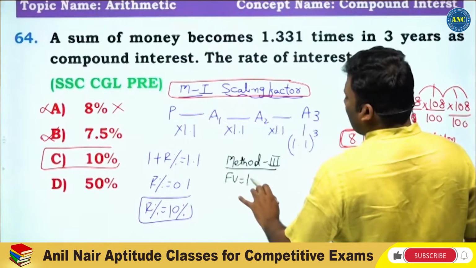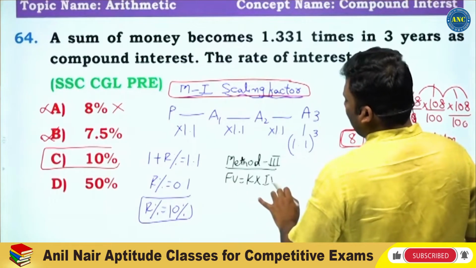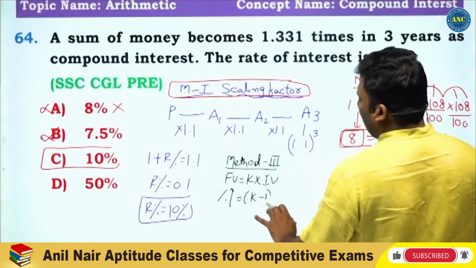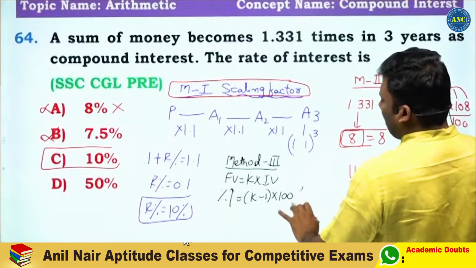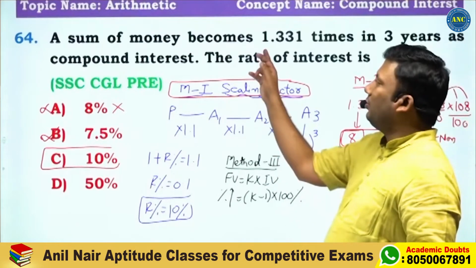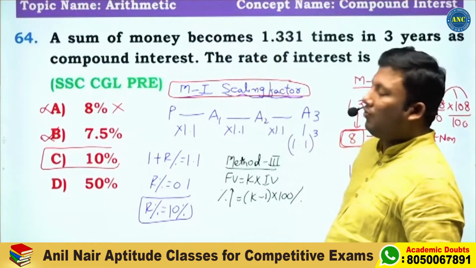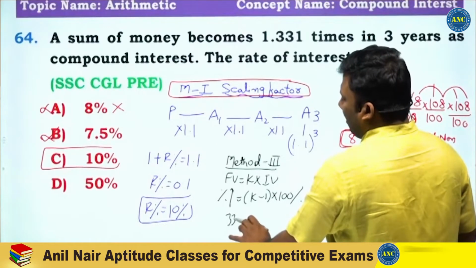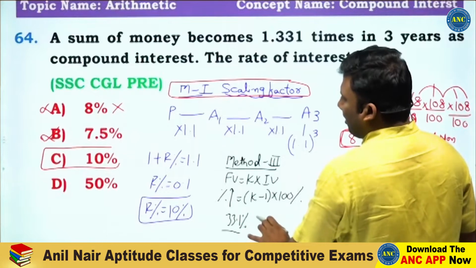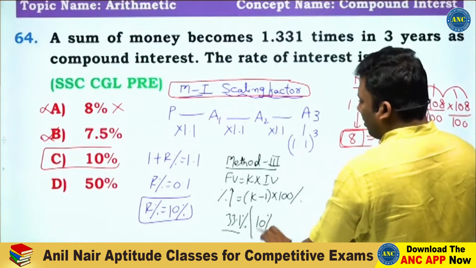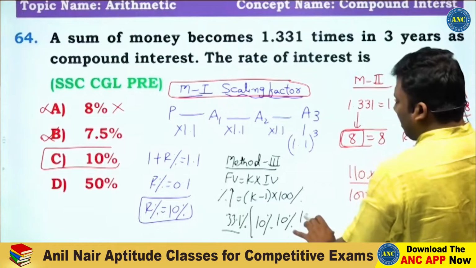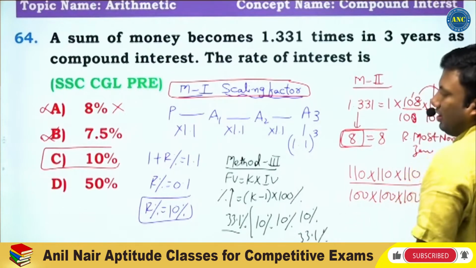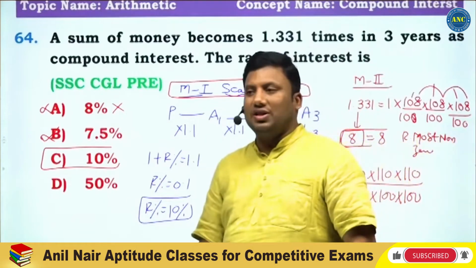Final value is K times the initial value. Percentage increase will be (k minus 1) into 100 percentage. Final value is 1.331 times the initial value. That means overall change will be 33.1 percentage. If I take the answer option 10 percentage 3 times, I will get 33.1. That also is another very good way of establishing the answer.